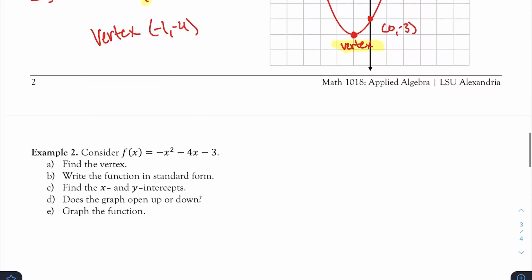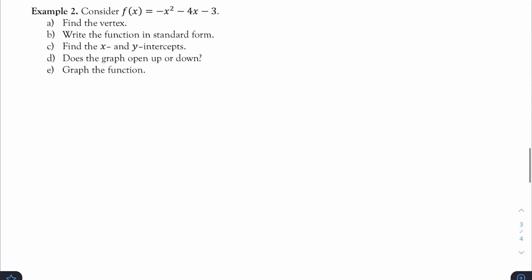Now on to example 2. Same instructions, different function. So here I have the function x squared minus 4x minus 3. So part A says find the vertex. So for part A, once again, I need to find what h comma k is. Well, we know how to find h. We know that h is given by negative b over 2a, while k is given by f of h. So we must first identify what is my a, b, and c.